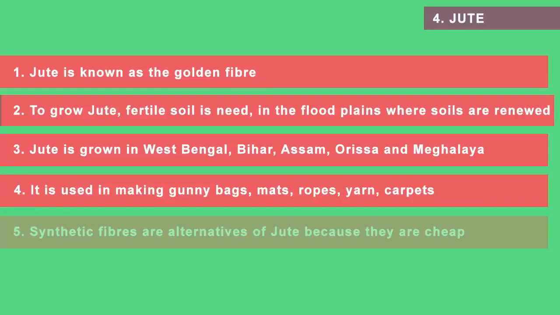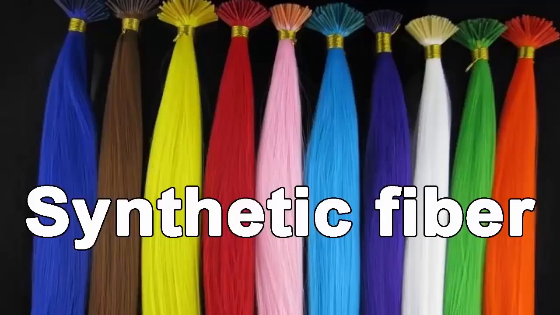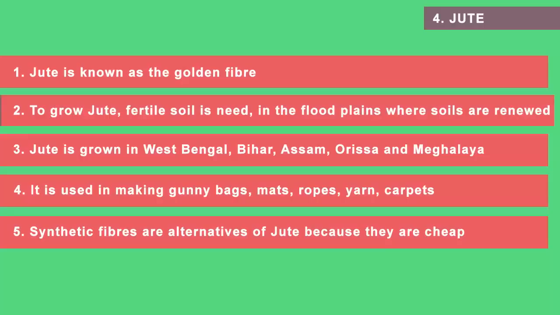So jute is used to make gunny bags, mats, ropes, yarn, carpets and other artifacts. And these are costly. They are of high cost. And because of that, it is losing market because we have an alternative to that. It's called synthetic fiber, which is also called artificial fiber. They are chemically produced and they are cheap.